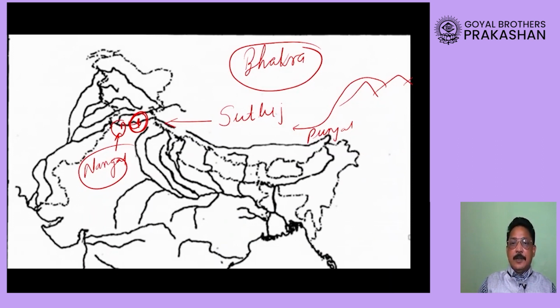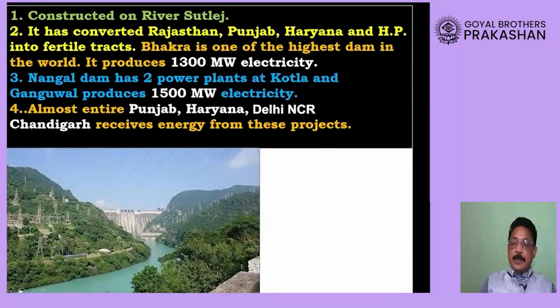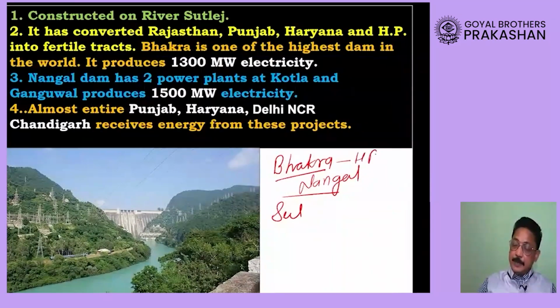So in this way, hydroelectricity power plants are so useful because they do not cause pollution and water can be reused. The biggest hydroelectricity power plant in our country is Bhakra Nangal. Where is this Bhakra Nangal, dear student? Just now we saw it is constructed on river Satluj. This Bhakra Dam is in Himachal Pradesh, whereas Nangal is in Punjab.